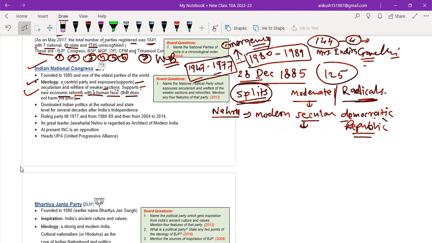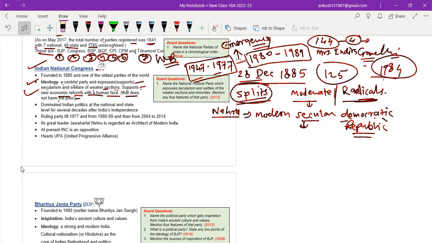Then the ruling party was there from 1947 to 1977, then from 1980 to 1989, and in the year 1984, what happened? Indira Gandhi was assassinated. She was murdered by her own bodyguard. Understood? In 1984. Then after 1989, what happened?